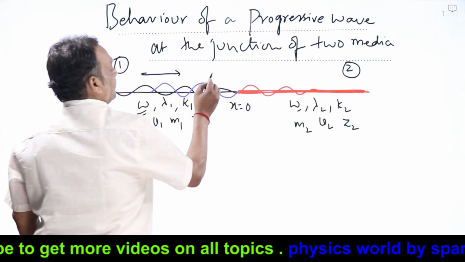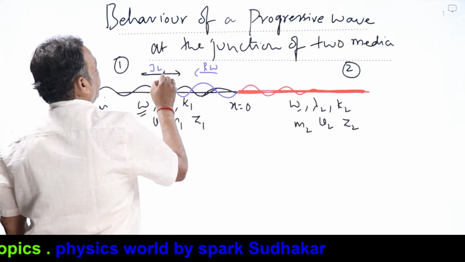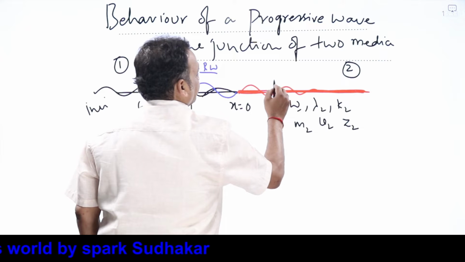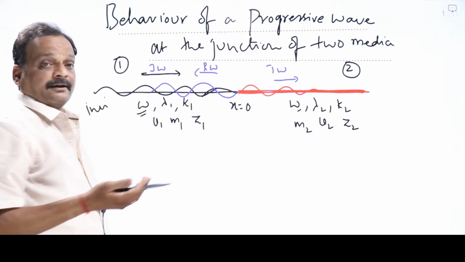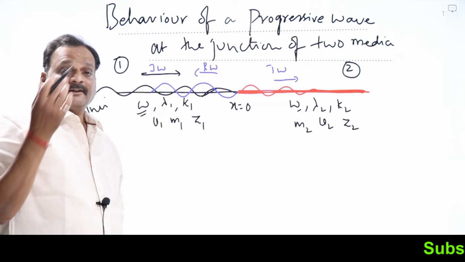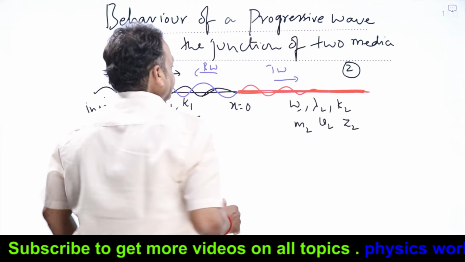I'll call this the reflected wave, RW, this my incident wave, IW, and this my transmitted wave, TW. The transmitted wave may or may not be there, and the reflected wave may or may not be there. We are seeing the most general case.